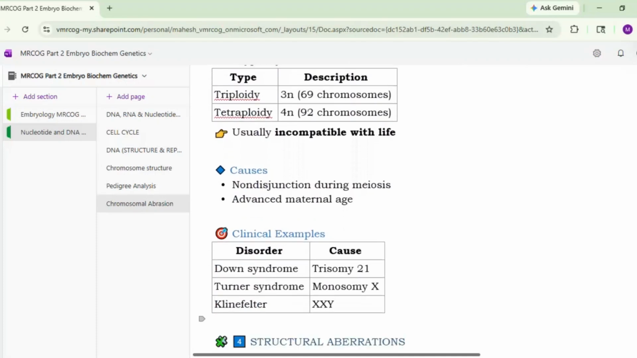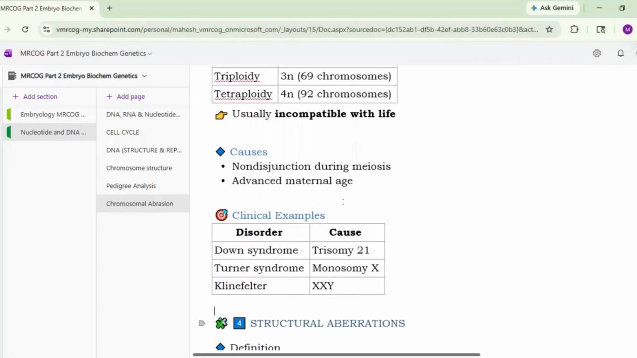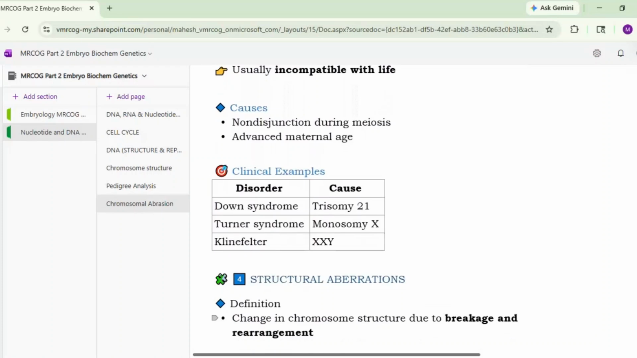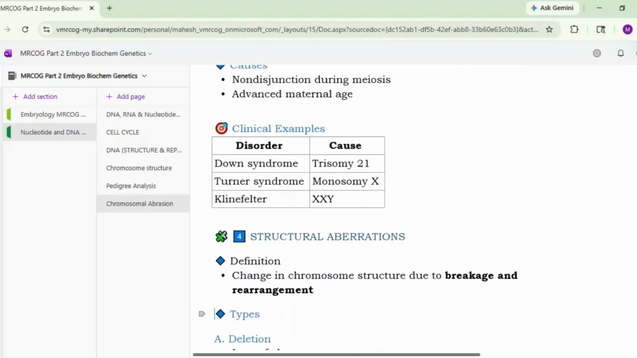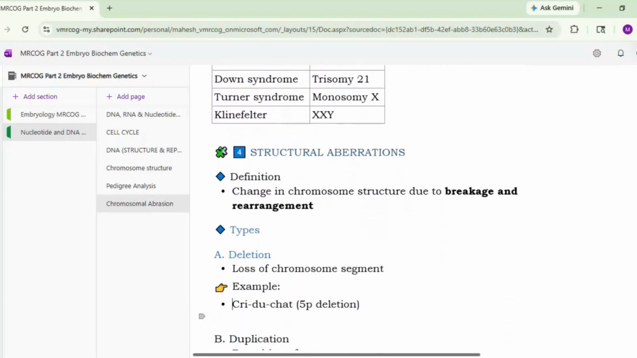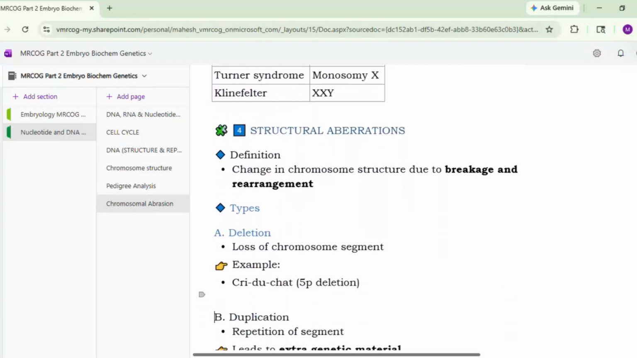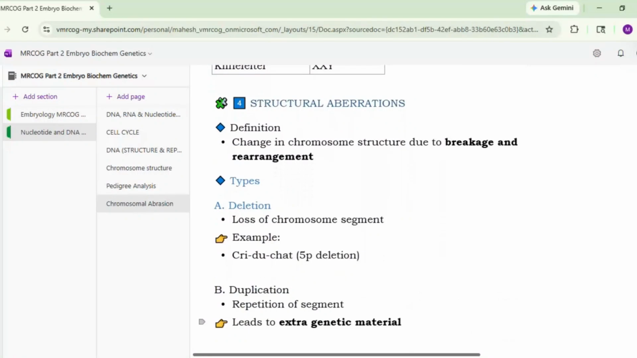Causes will be non-disjunction during meiosis, and advanced maternal age. So these are the causes for this. Then clinically you get Down syndrome, trisomy 21, that is a numerical abnormality, aneuploidy. Turner's we have seen, Klinefelter also we have discussed, how this non-disjunction happens. Now the structural aberration, that is the change in the chromosome structure due to breakage or rearrangement.